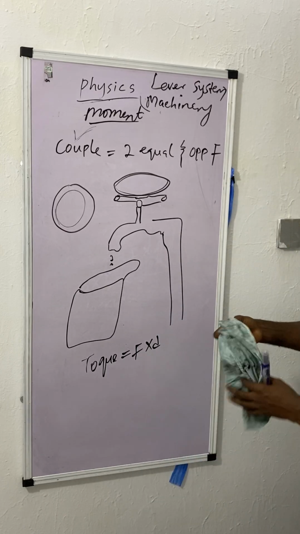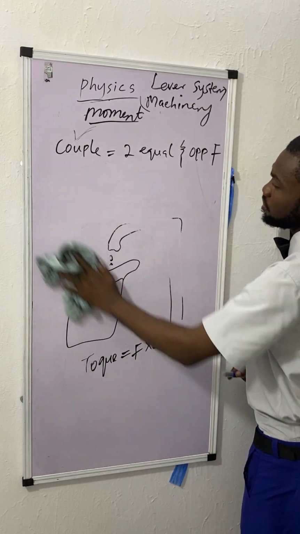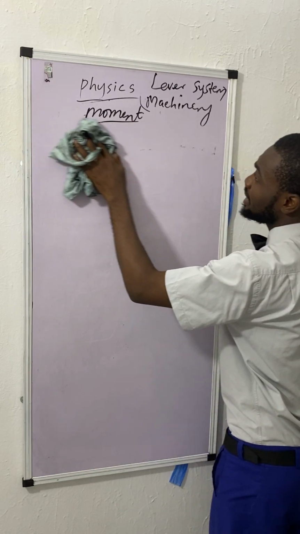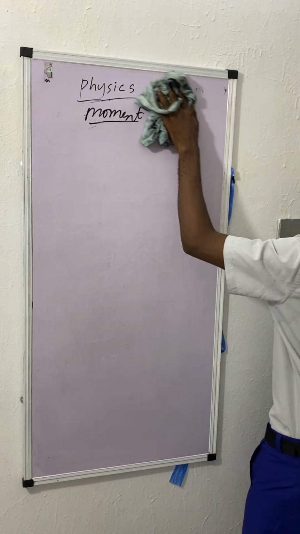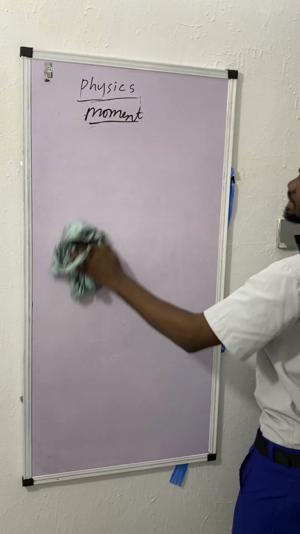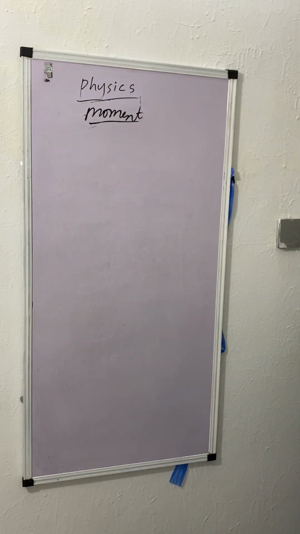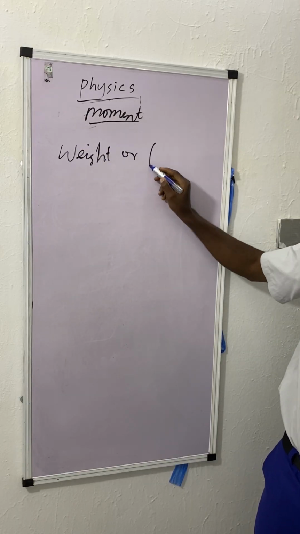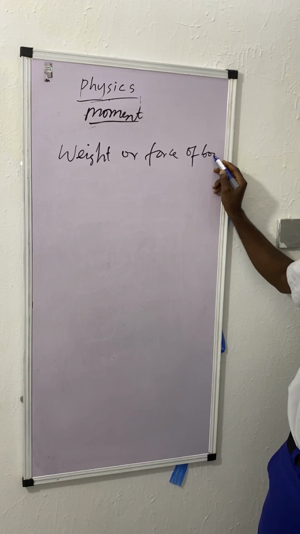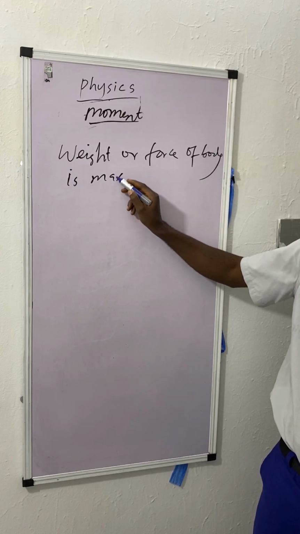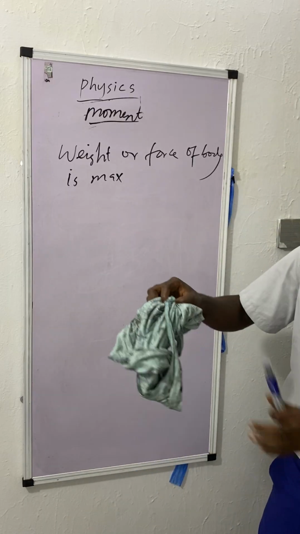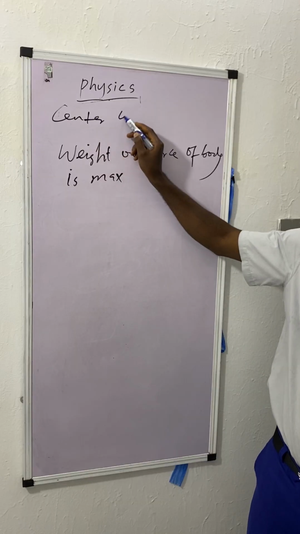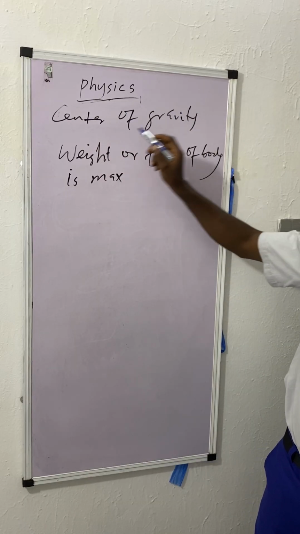Understanding the center of gravity of a body. The center of gravity of a body is that part of the body whereby the entire force of the body is at the highest. Where the entire weight or force of a body is maximum. That's known as CG, center of gravity. All right? That's known as center of gravity.